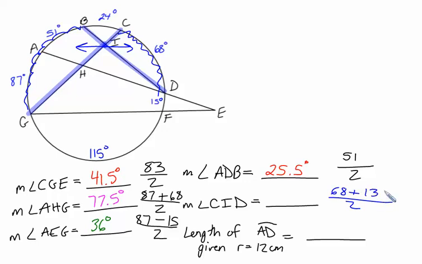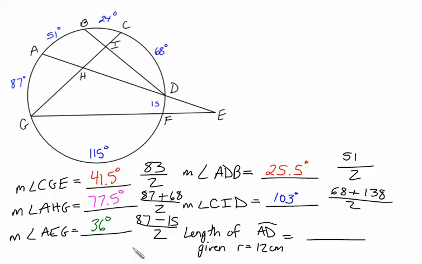Get 138. And now we'll take 68 plus 138. Hit enter on that, or put parentheses around the numerator, divide it by 2, and we'll get 103 degrees for the measure of angle CID. Sometimes I will have that drawn to scale, other times it won't be drawn to scale. So trust your numbers and hopefully you're calculating it correctly.